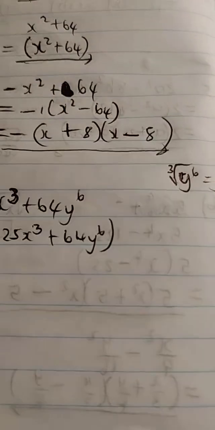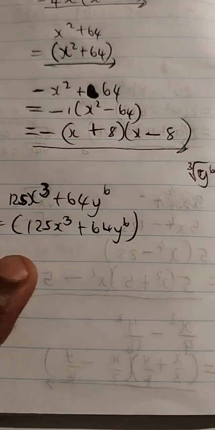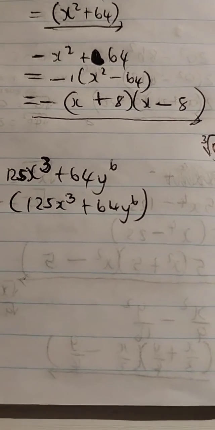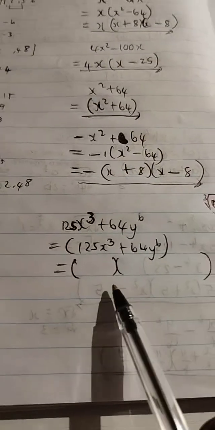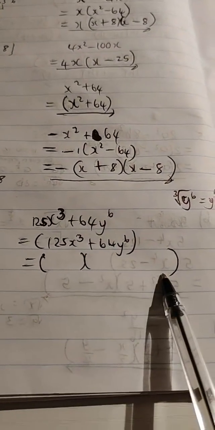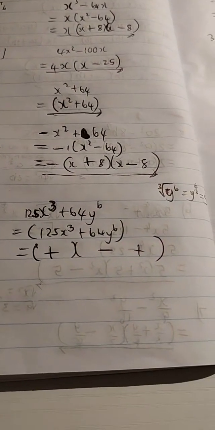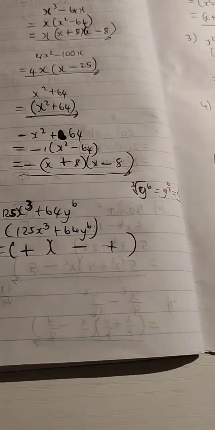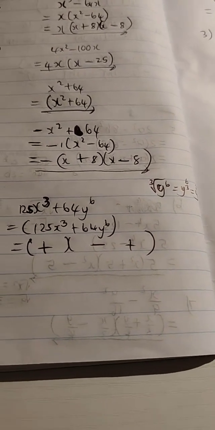Cube root of 64 is 4. Cube root of x cubed is x. Cube root of 125 is 5. So that means we do have the ability to factorize this. So we open a binomial and a trinomial bracket. This was positive, so the first bracket will be positive, and it will be followed by negative, positive. Hopefully that makes sense.